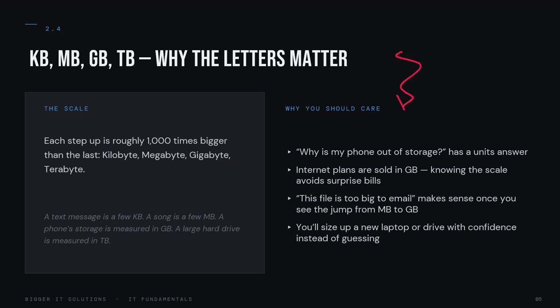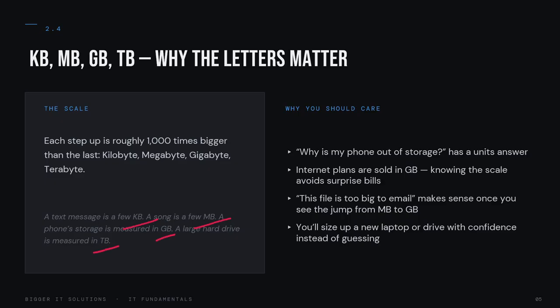So why should you care? Why does all this matter? I'm sitting here rattling things off, right? Well, hey, your phone is out of storage. Well, that has an answer to it now. You're out of storage. Well, how much storage space do you have? Well, I think I have a few kilobytes. No, no, no, you know that's not the right answer. You say, oh, well, I think I have about 128 gigs on this phone. And now you understand the difference between a kilobyte, megabyte, a gigabyte, and a terabyte.